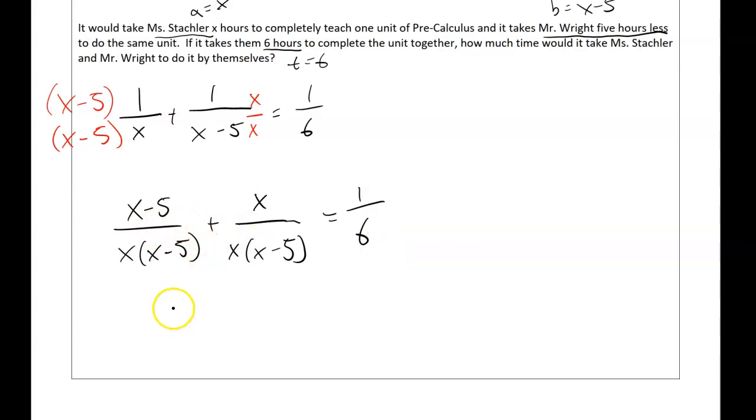Now I can add them. On top, I get x minus 5 plus x, which would be 2x minus 5. Again, the bottom did not change at all. It stayed the same. And I haven't changed the other side yet either, still a 1 over 6.